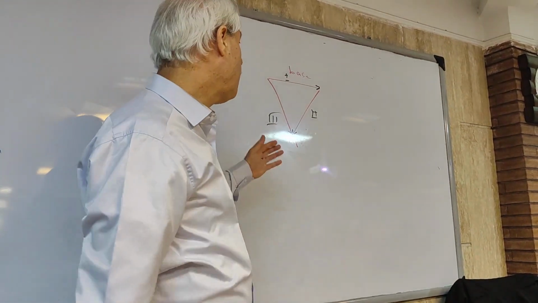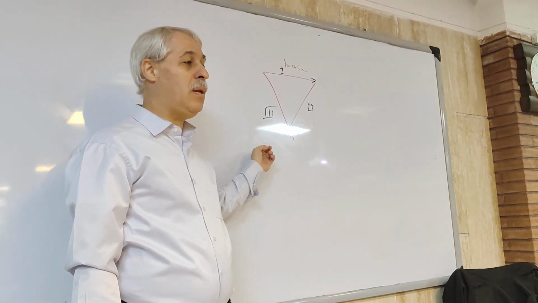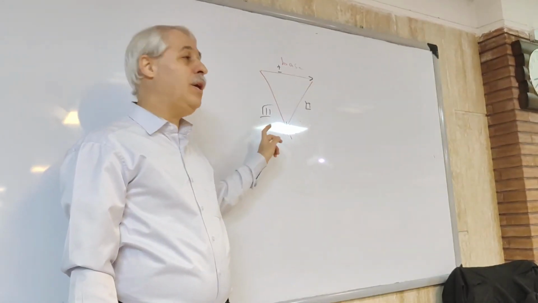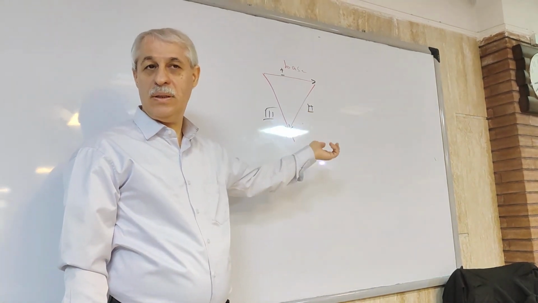This is an equilateral triangle. Each angle inside this triangle equals 60.